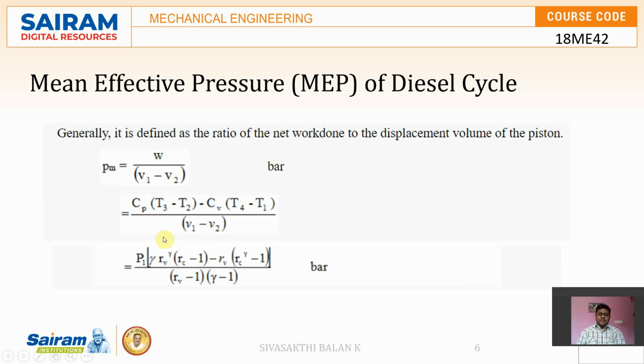The other way, without knowing the temperature, if you know only the gamma, r value, that is the compression ratio, the cutoff ratio value and the polytropic index, we can use this formula directly and substitute, and we will get the mean effective pressure of the diesel engine.